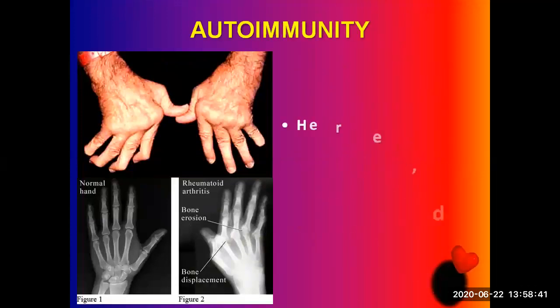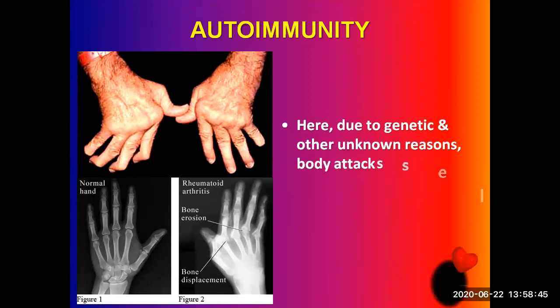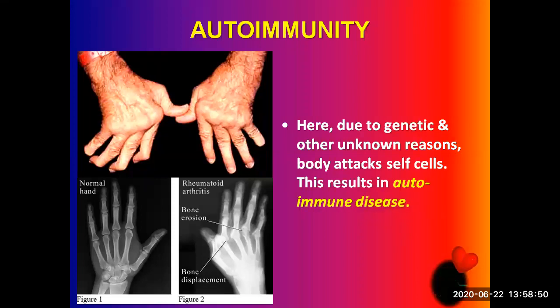Okay, so autoimmunity. Here, due to genetic and other unknown reasons, the body attacks self cells. This results in autoimmune disease. One of the very regular examples, rheumatoid arthritis, is an autoimmune disorder. We attack our own cells. That's it. These are the issues of the immune system. We say the complete immune system.